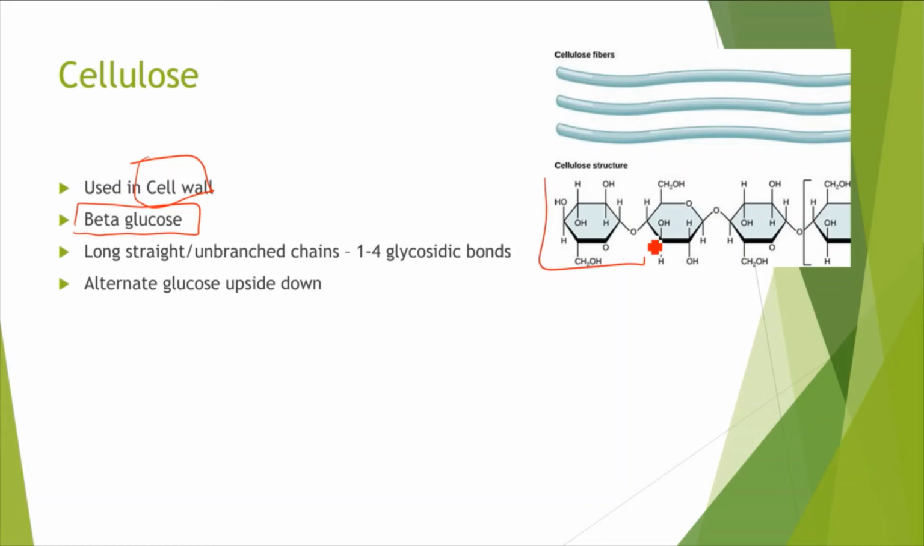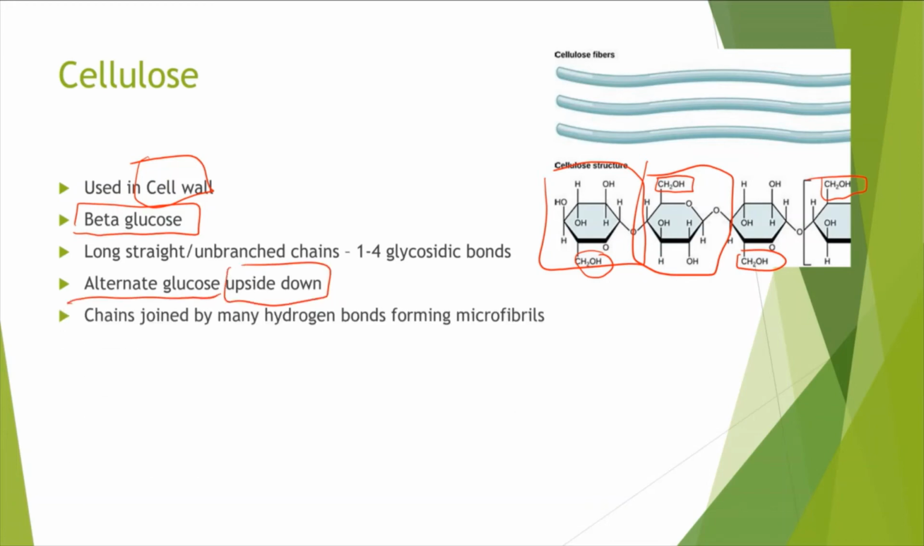Looking at this structure, you'd be able to see that the CH2OH is at the bottom, but in the next one, in this beta glucose, it's upside down. So the CH2OH is at the top, and the next one it would be down again. The next one it would be at the top. So that's why the alternate glucose is upside down in cellulose.